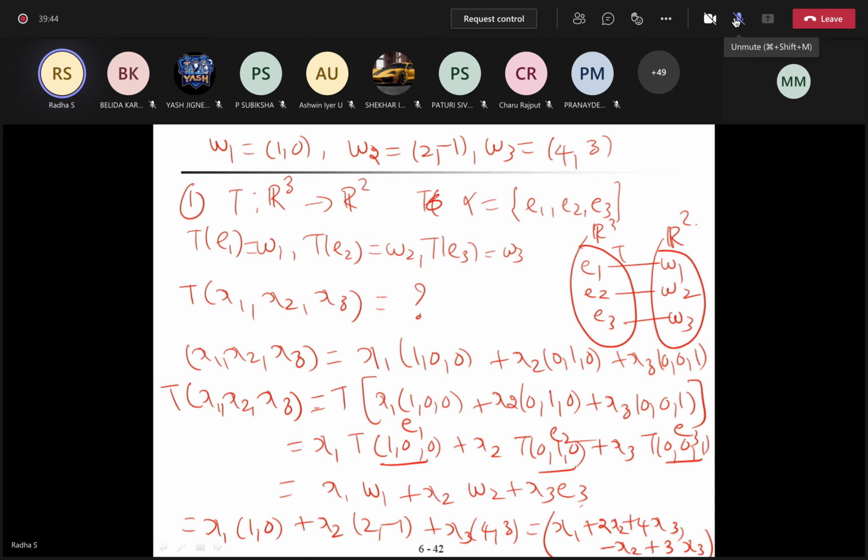Any x1, x2, x3 goes here. If you want, you can check. Where does 1, 0, 0 go? Check. x1 is 1, x2 is 0, x3 is 0. What happens if x1 is 1? 1, 0, 0 goes to 1, 0. Correct. Given. Where does 0, 1, 0 go?